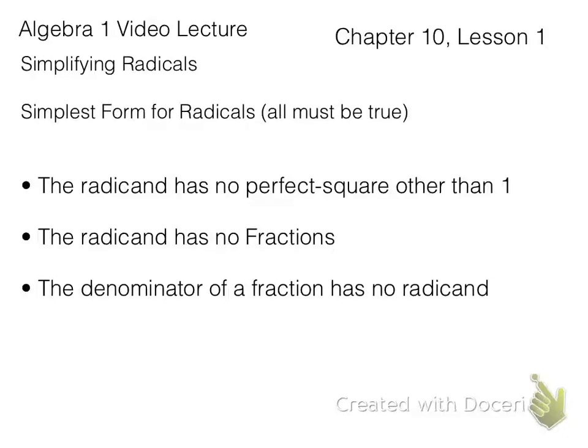All must be true. First, the radicand has no perfect square other than 1. Number 2, the radicand has no fractions. And the third, the denominator of a fraction has no radicand. All right, so make sure all of those are true.